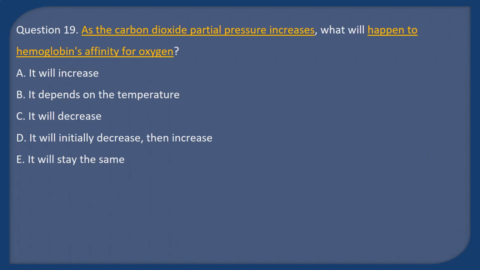Question 19. As the carbon dioxide partial pressure increases, what will happen to hemoglobin's affinity for oxygen? A. It will increase. B. It depends on the temperature. C. It will decrease. D. It will initially decrease, then increase. E. It will stay the same.